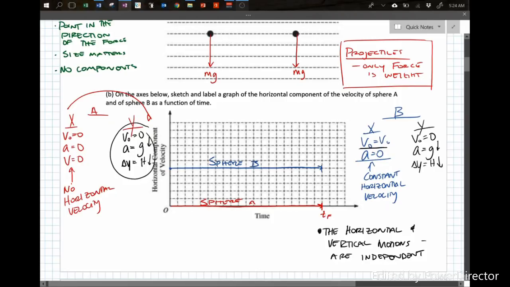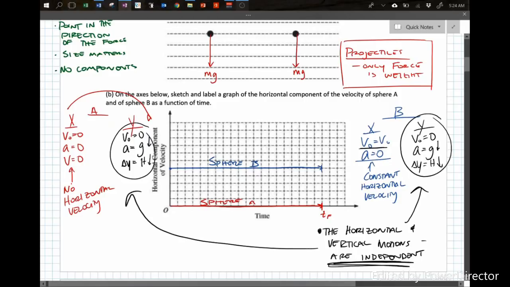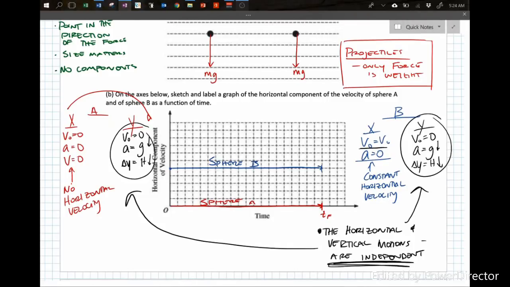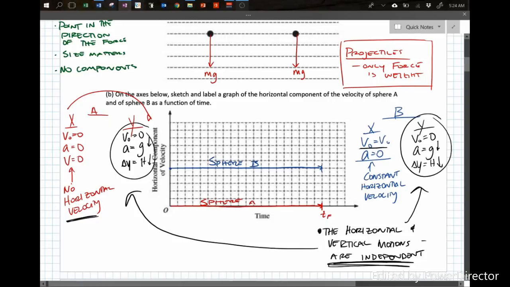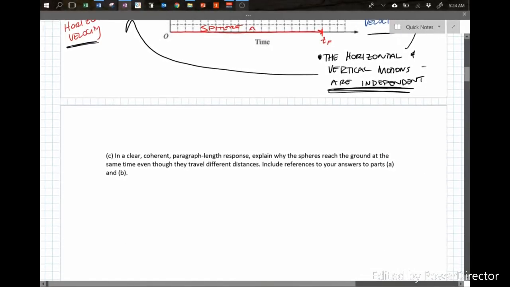So because the horizontal and vertical motions are independent, B and A have all the same y stuff. Because they have the same y stuff, and I can find time in the y direction with that stuff, they're going to have the same time, even though their x stuffs are very different. Now that's the answer to this next question.